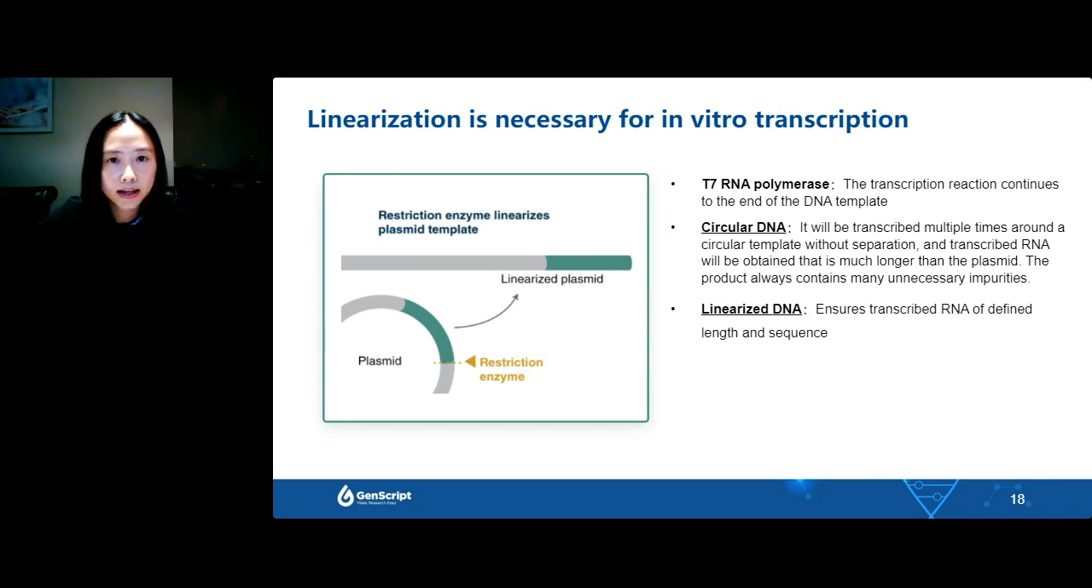Okay, I just gave you a general idea. Next, let's take a look at some details. First is about the plasmid DNA.